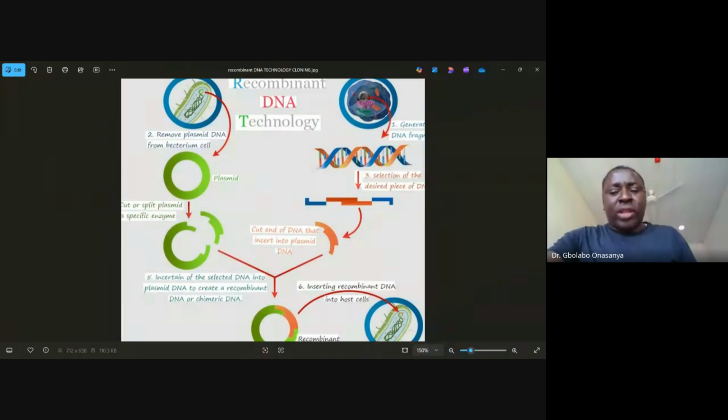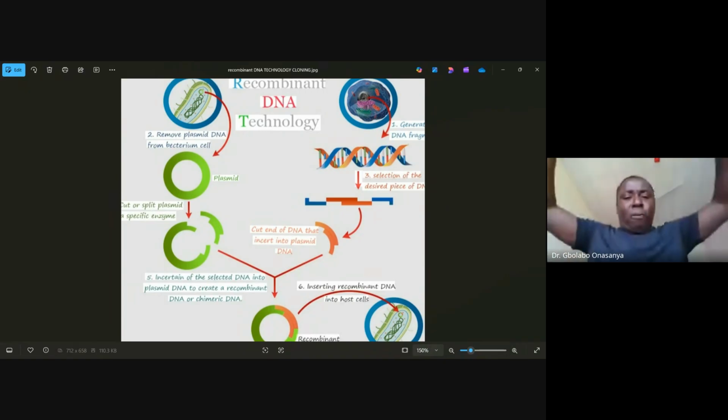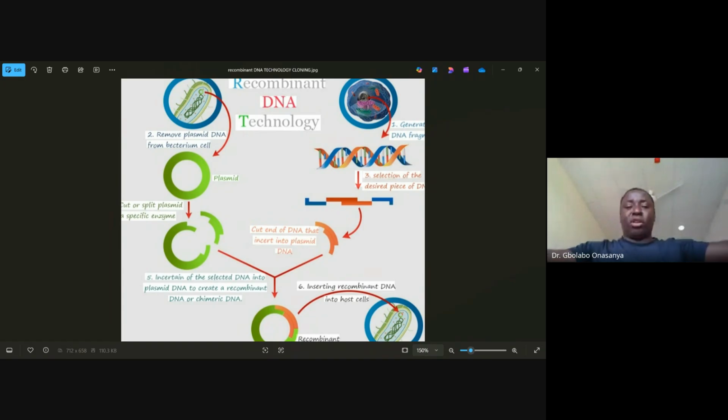Then we take our insulin gene and drop it into a test tube containing the already cut plasmid. And the insulin is coming with zigzag ends too. So it will fit into the plasmid, and we use ligation, the enzyme ligase, to join and stick them together, and this will create a recombinant plasmid. A recombinant plasmid will further be introduced into the host bacteria, for instance E. coli.